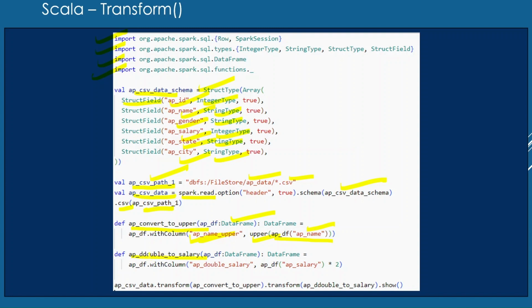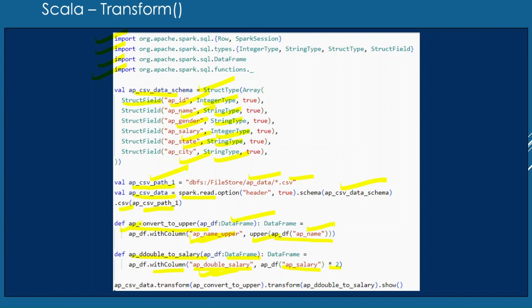Same thing, we have created one more function, AP double salary. It takes a data frame as an input and creates one more column with the help of the withColumn function. This column value is populated by taking all the values of AP salary and multiplying them by 2, and the resultant data will populate this column AP double salary.